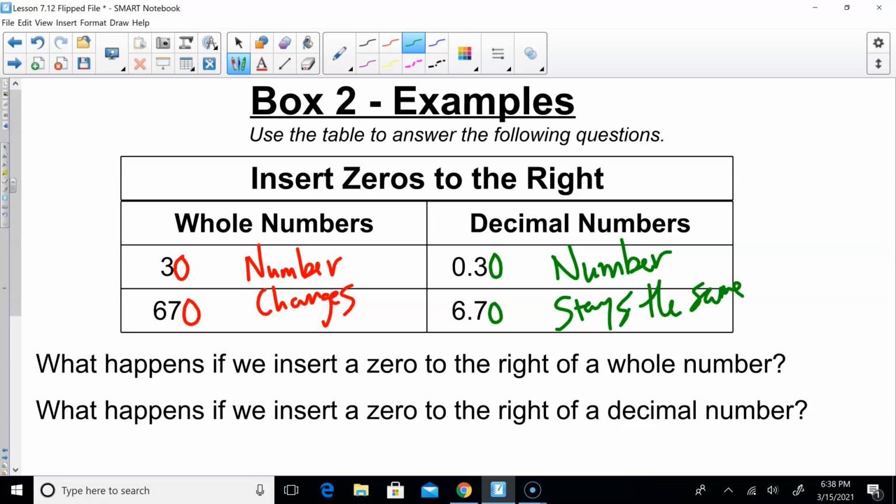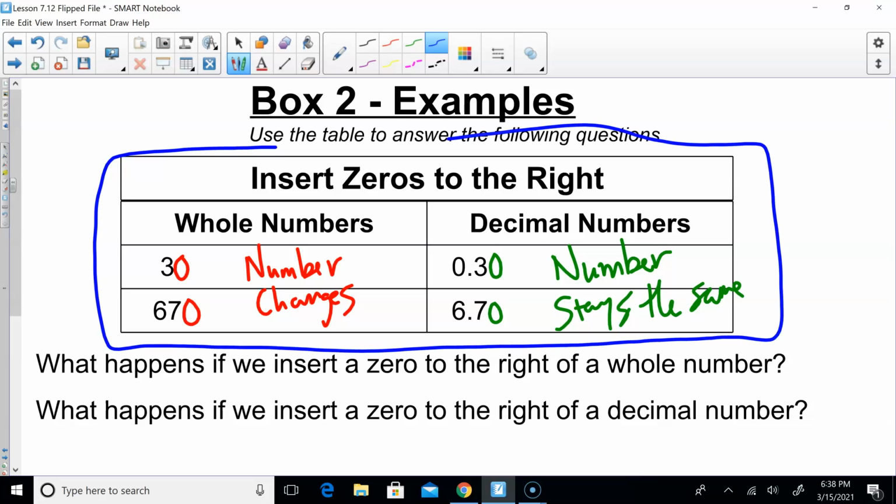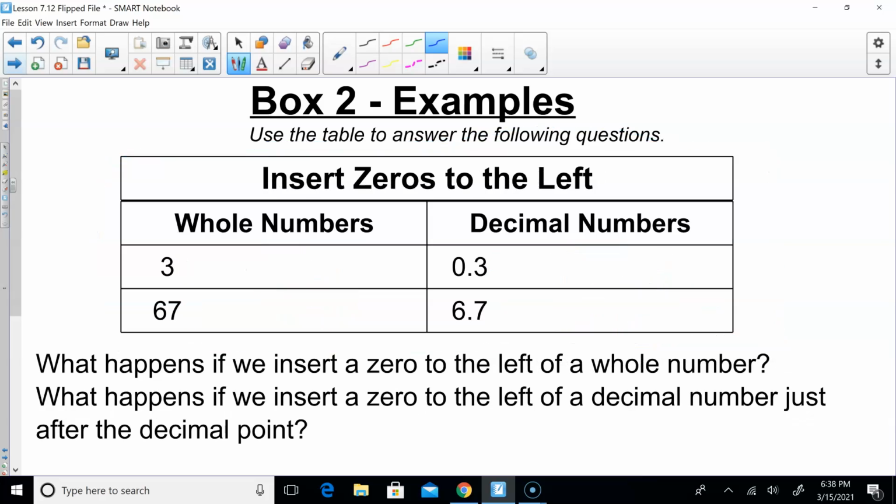So you're going to pause and write down this information about this little chart right here. I think it's a great little chart to put down in your notes to help you with what happens when we add zeros to the right, because it's going to make it easier to compare decimal numbers. So now let's answer, if we add zeros to the right.